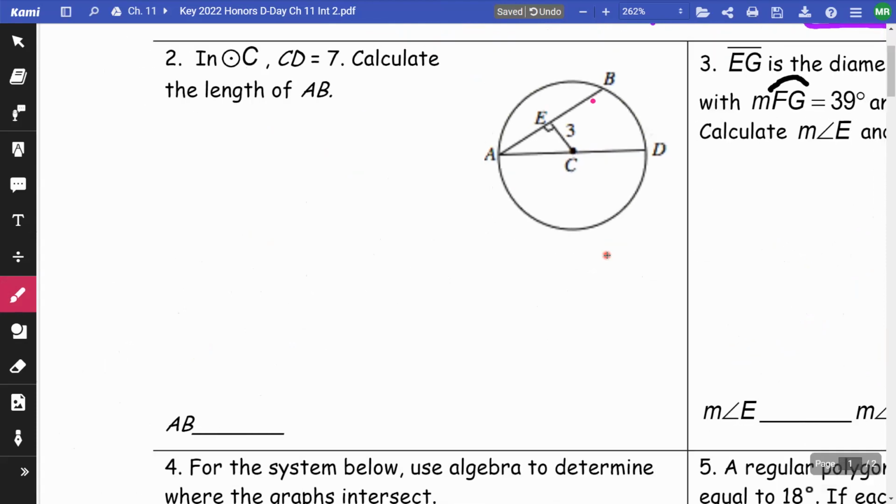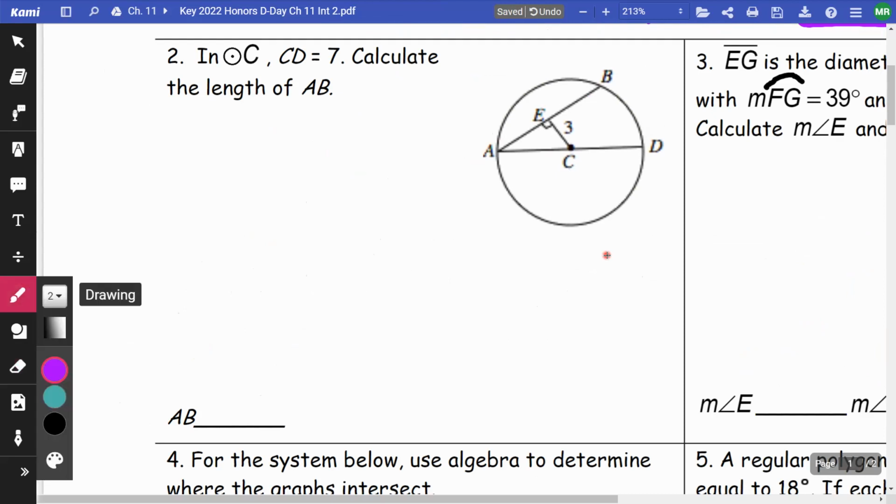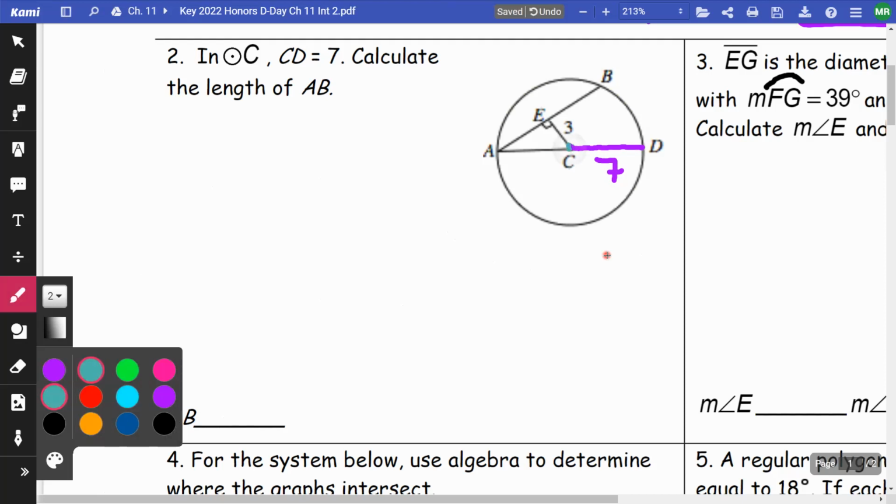On number 2, in this situation, I know that the center of the circle is C. And I know CD, which is actually a radius of the circle, is 7, which means that this is also 7, because that's also going to be a radius.